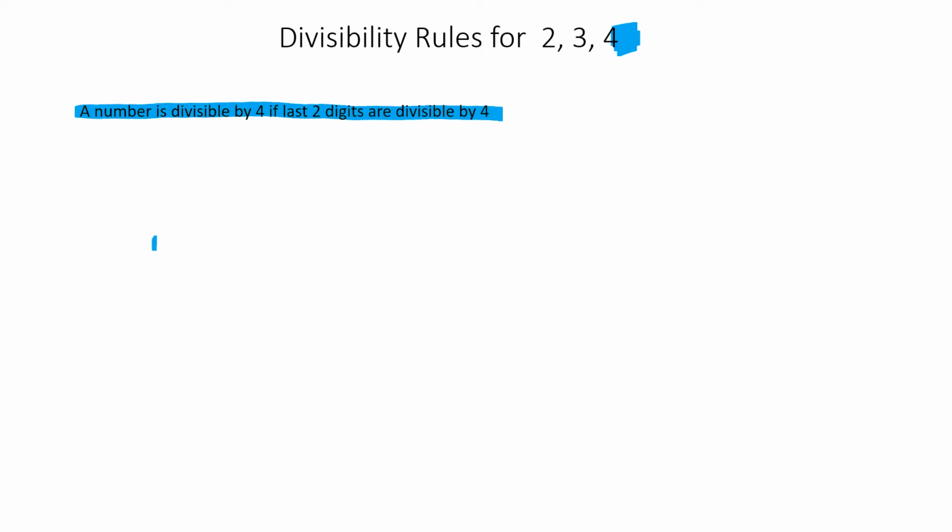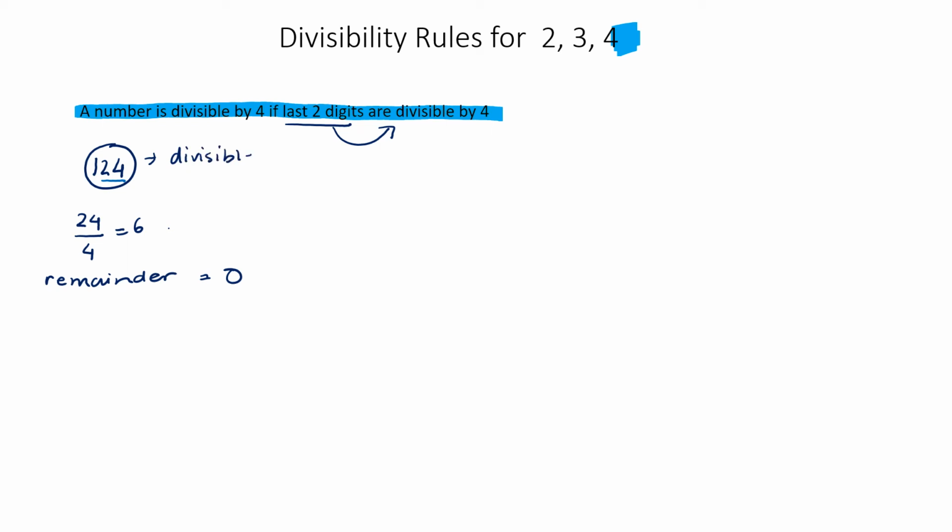Just like the previous example, now I have to see whether the last two digits are divisible by 4. Now let's see. In this case, our last two digits are 24. So on the side, if I do 24 divided by 4, I get 6, leaving us with no remainder. Our remainder is 0. And that proves that 124 is divisible by 4.